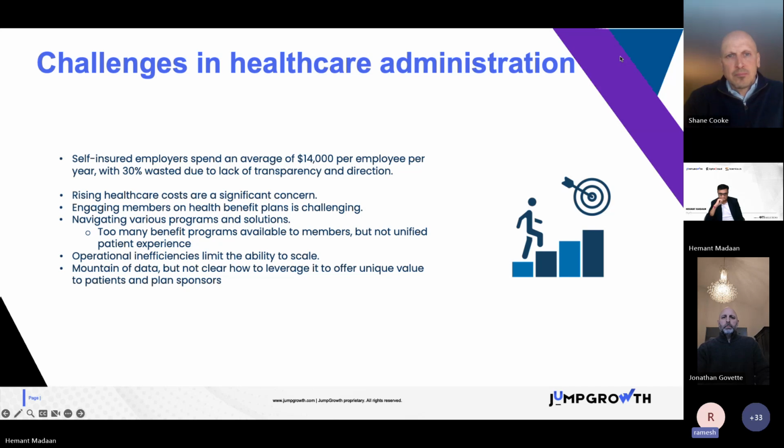Now, these self-funded employers are spending about $14,000 per employee per year, and 30% of that is wasted, mainly because the patients lack transparency. They don't know what things cost in our healthcare system. In fact, many of you on the call here probably don't know what an MRI costs close to your house, or if you went to two different places, what exactly the MRI cost will be. And because of that, there's a real lack of direction, and it's very hard to navigate. And then beyond that, healthcare is not really personalized for that patient when they're using it. And that is the tagline challenge.